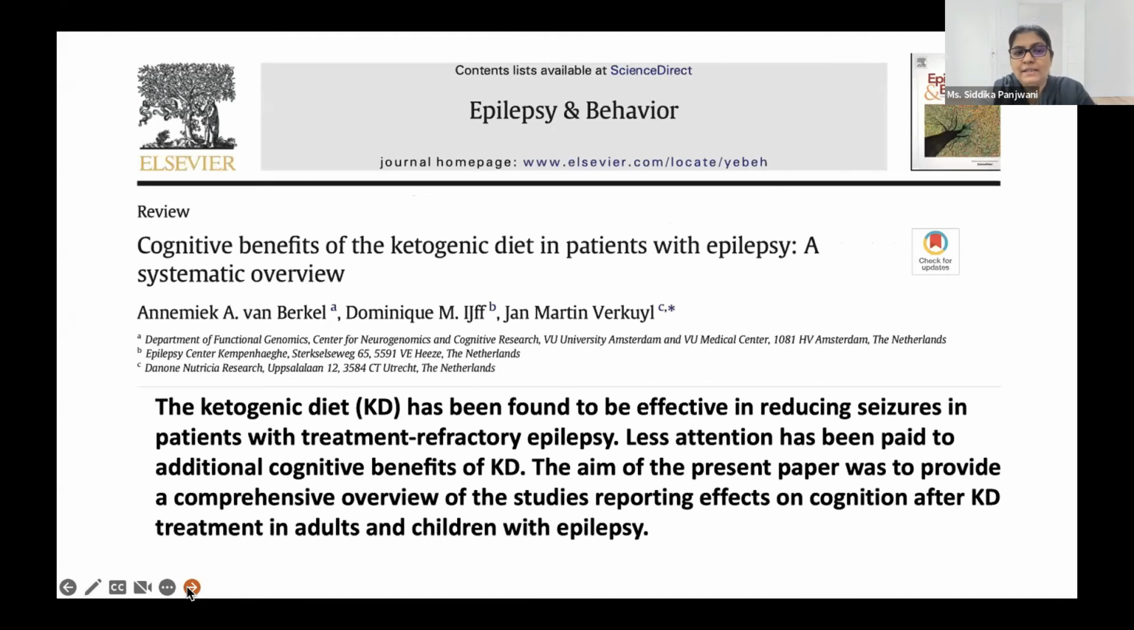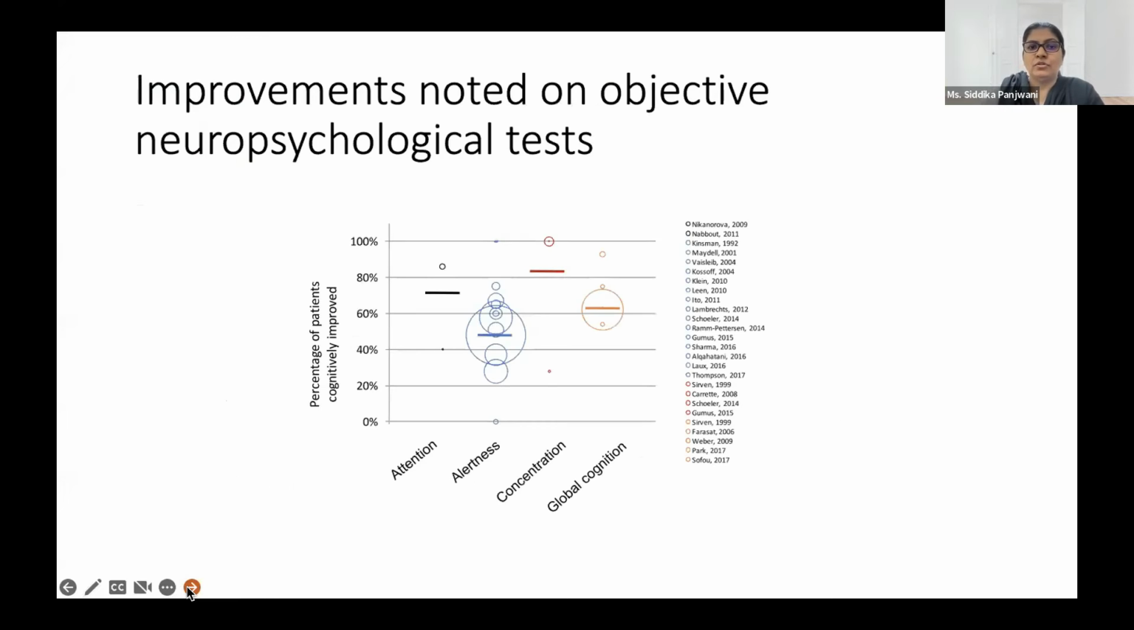The second article that I came across was a systematic review of multiple studies that have been done with ketogenic diet and epilepsy. And what they found is that not just seizure control, which is the primary reason why ketogenic diet is used in refractory epilepsy, it also shows positive effects on cognition of adults and children who are treated with KD. So this was the slide where they had done an analysis of all these studies.